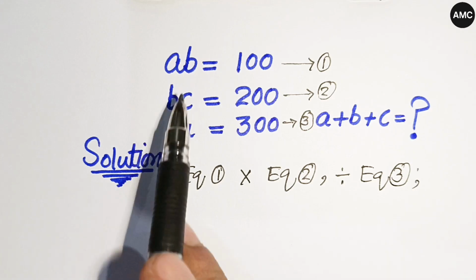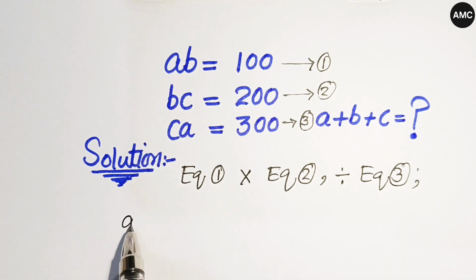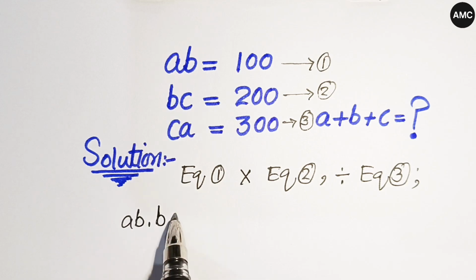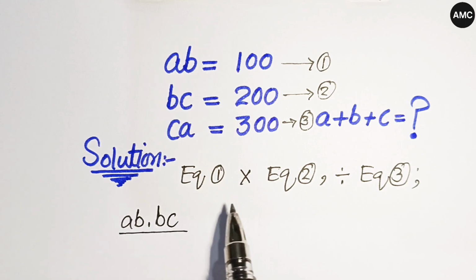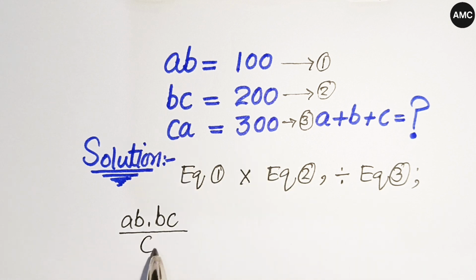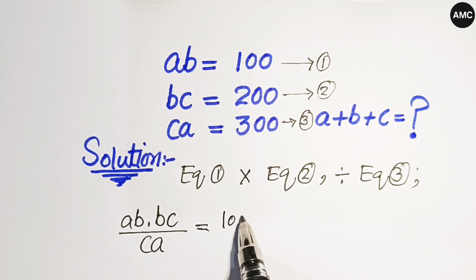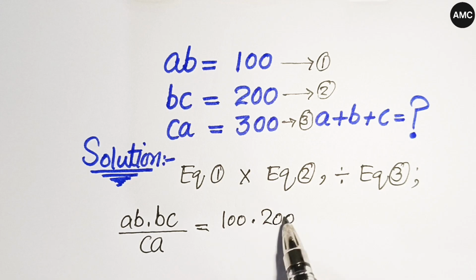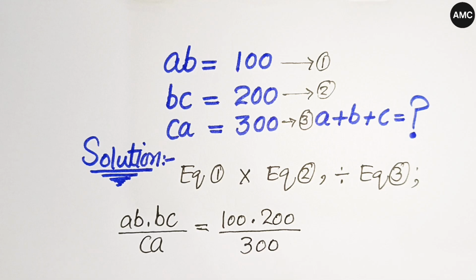So here we have the left hand side of equation 1, which is a times b, multiplying the left hand side of equation 2, which is b times c, all over the left hand side of equation 3, which is CA. That is equal to the right hand side 100 times the right hand side of equation 2, 200, divided by the right hand side of equation 3, that is 300.